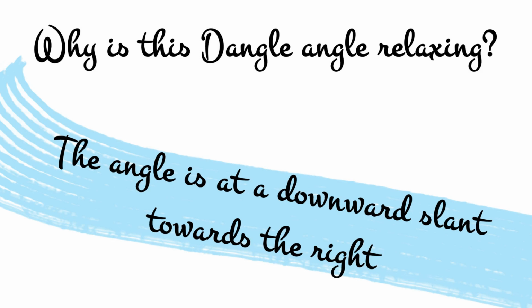Okay, the next one is, why is this dangle angle relaxing? It's because it is at a downward slant towards the right. And since we read left to right, we first look on the left side and then go towards the right side typically. That's why that has that effect. On to the next.